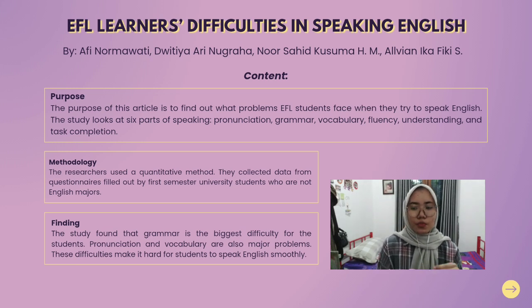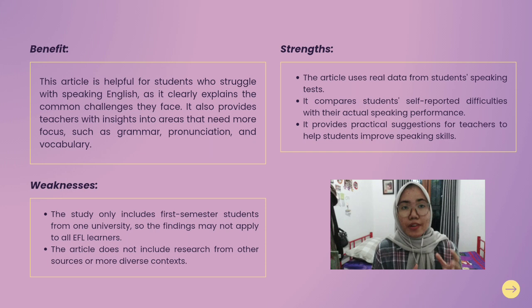The study found that grammar is the biggest difficulty for the students. Pronunciation and vocabulary are also major problems. These difficulties make it hard for students to speak English smoothly. The benefit is that this article is very helpful for students who struggle with speaking English, as it clearly explains the common challenges they face. It also provides teachers with insights into areas that need more focus, such as grammar, pronunciation, and vocabulary.